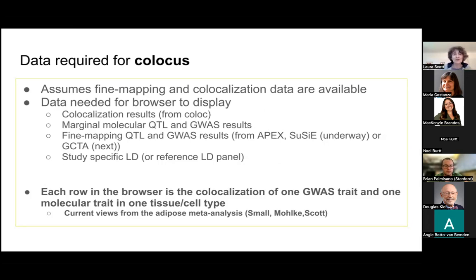And what I'm going to show you, each row of the browser is a colocalization of one GWAS trait and one molecular trait in one tissue and cell type. And this current view is from a subcutaneous adipose meta-analysis, which is being performed by Corinne Small, Karen Mulkey, and I.